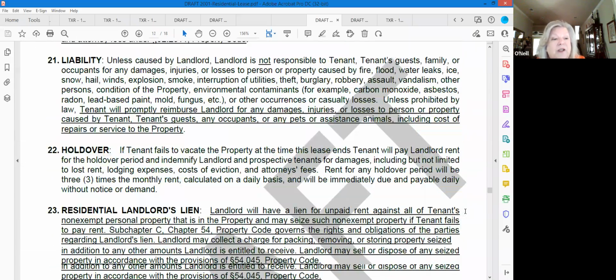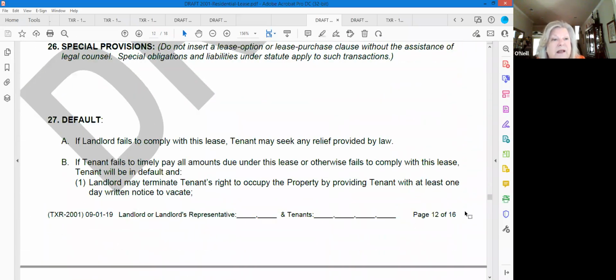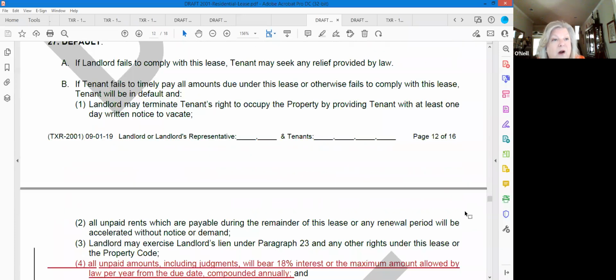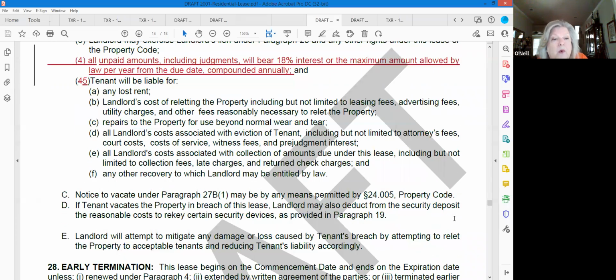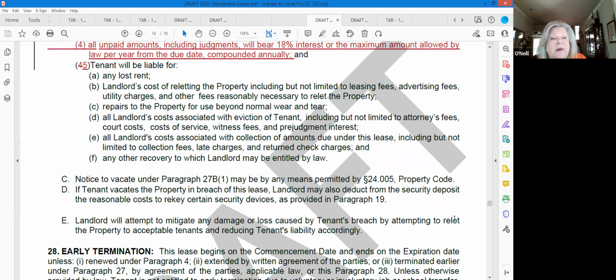The next provision that changed on the lease was basically default, and they added a provision that said all unpaid amounts, including judgments. You know, when the landlord takes the tenant to court, they have judgments. They'll bear 18% interest or the maximum amount allowed by law per year from the due date, compounded annually. So they had to add that as being one of the default remedies by the landlord.